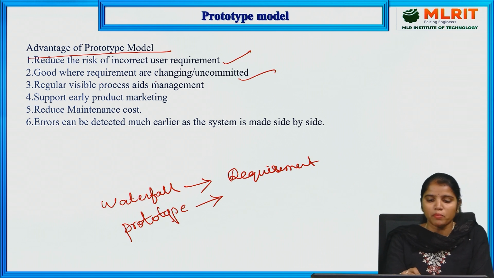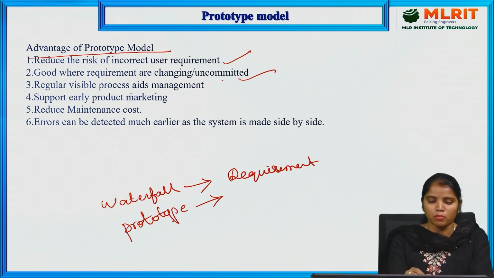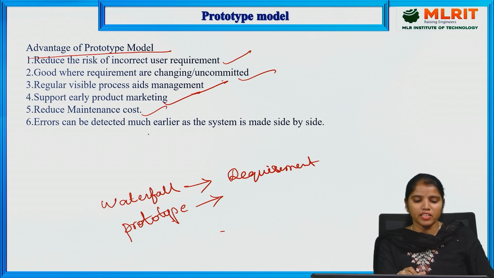Good where requirements are changing and uncommitted. It is a regular visible process that aids management. It supports early product marketing. It reduces maintenance cost and errors can be detected much early as the system is made side by side. If any errors are available in this project, they can be fixed immediately. This is the best advantage in prototype model.